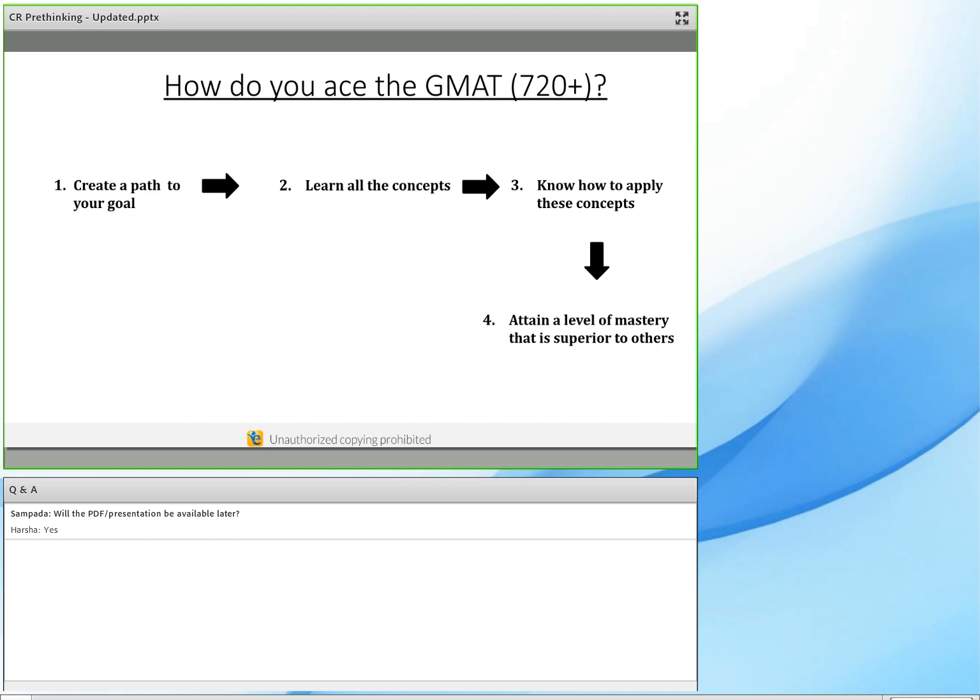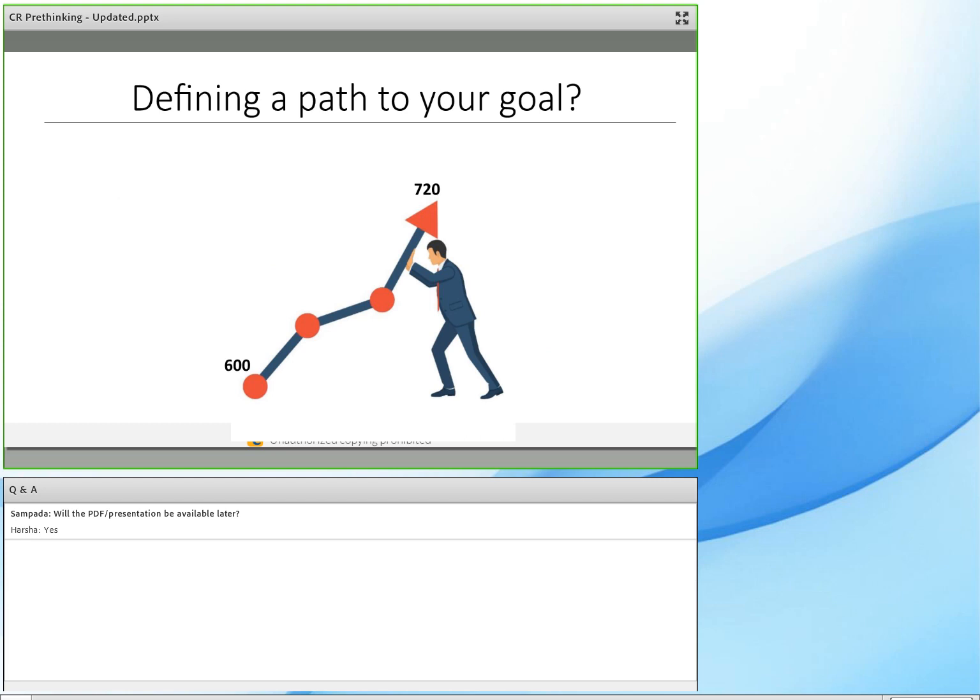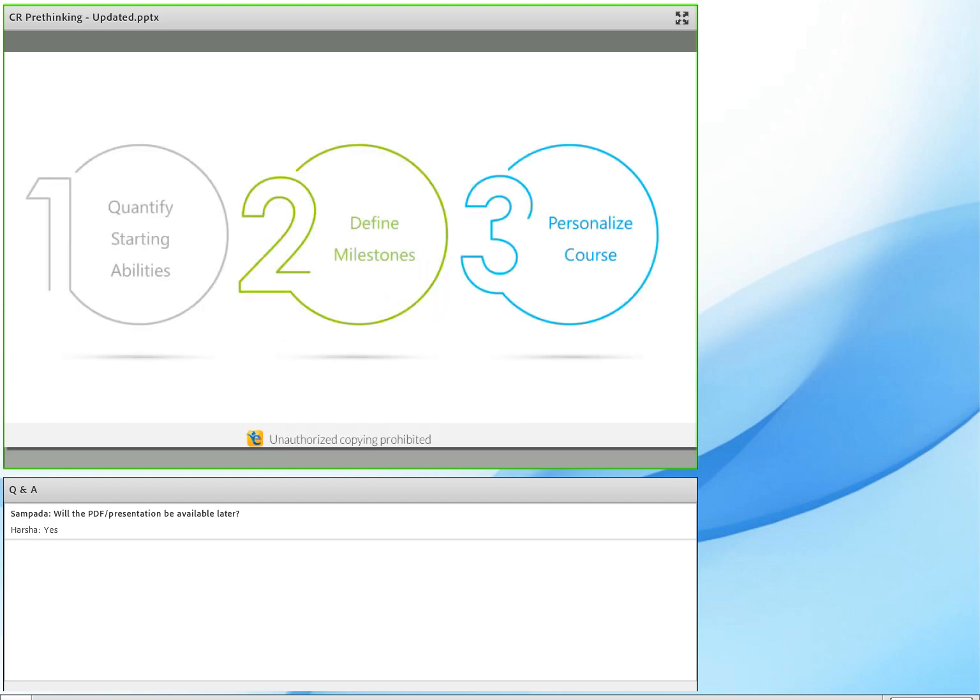So how would you go about defining a path to your goal if you're someone who's starting at a score of 600 and wants to get to 720? It's essentially a very simple three-step process. The first thing you've got to do is define where you currently are, what we call your starting abilities, in five different areas. Three in verbal and two in quant. So you get your SC, CR, and RC ability, and then your arithmetic and algebra ability.